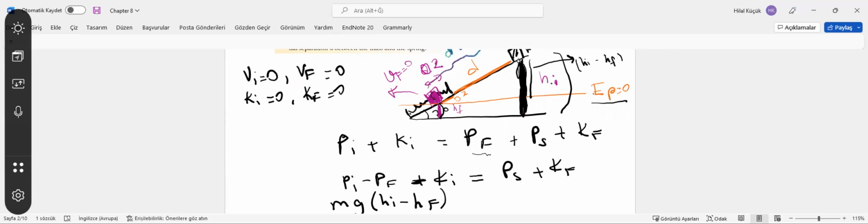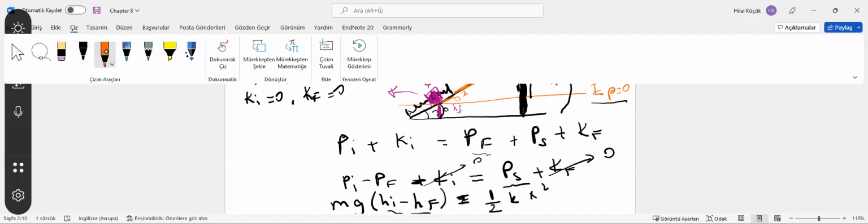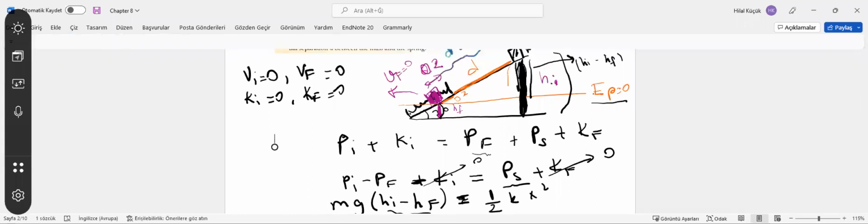Okay. And finally, you need to write kinetic energy. It will be 0. And this one will be 0. Now I have just potential energy coming from the spring, 1 over 2 k x square. How can I calculate this part? I mean that one. I will write in a different color. I need to calculate this one. How can I do it?